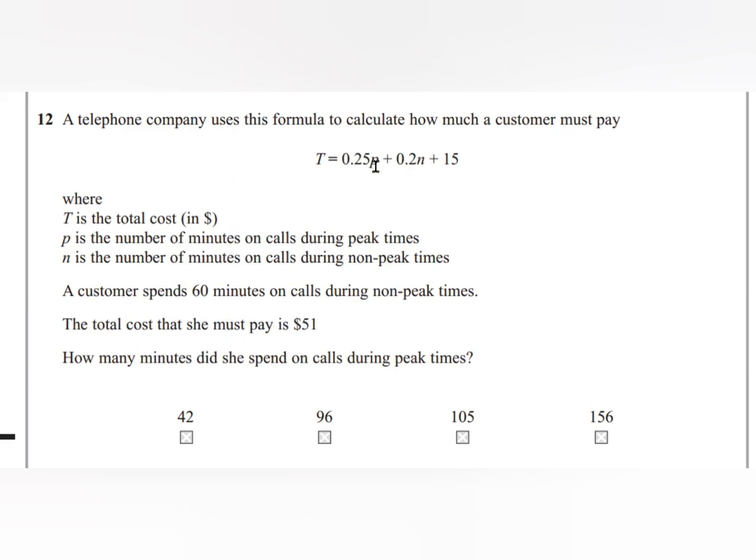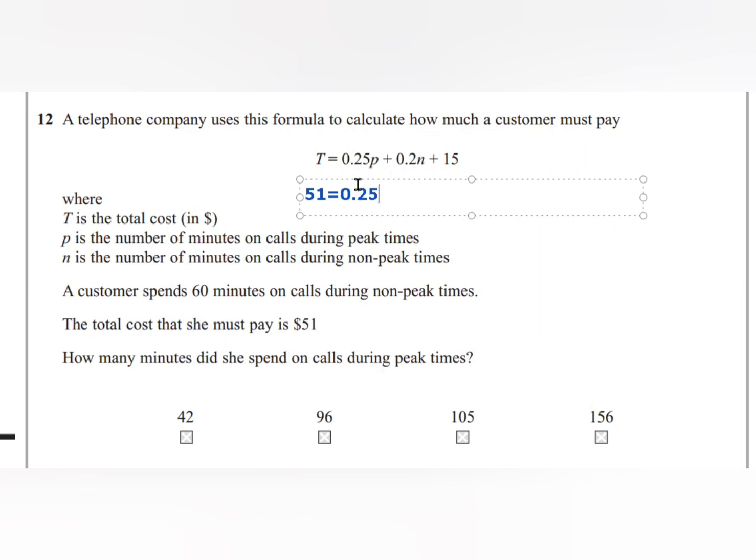Let's use this space to work. We know the total is 51, so we write 51 instead of the T. So 51 equals 0.25 multiplied by the P. Do we have the P here? No, we don't. The peak time, or the P, is needed in the question. So we're going to write it as it is, P.